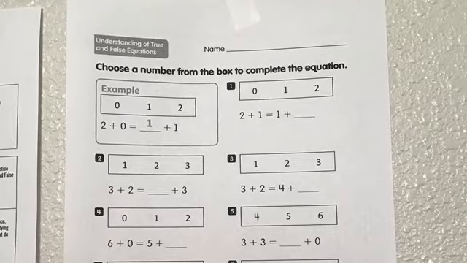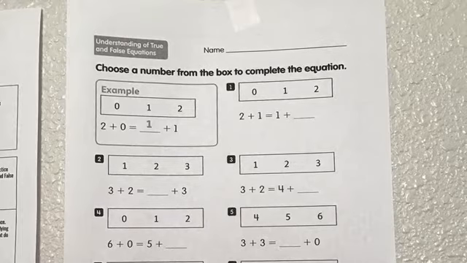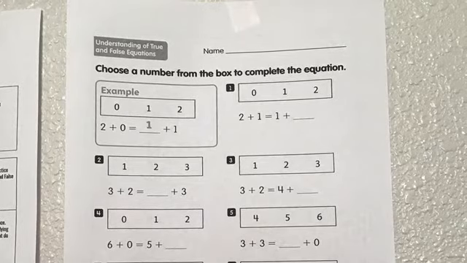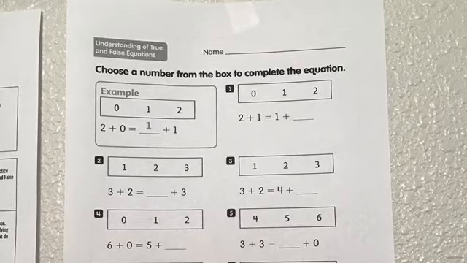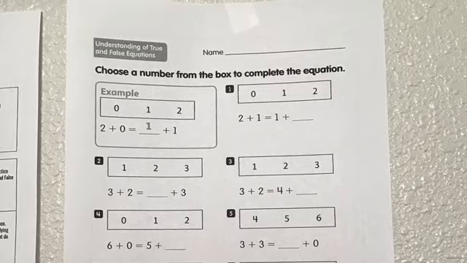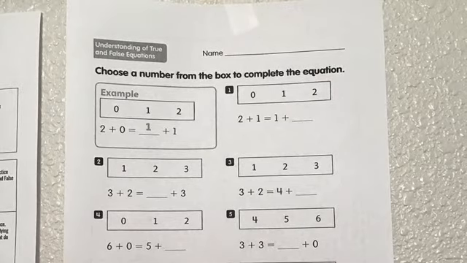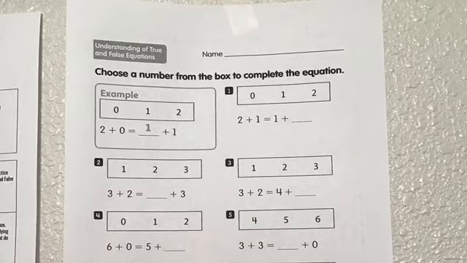So, what can I add to 1 to get 2? If I keep 1 in my head and count on till 2, I only count on one number. So I know that 1 plus 1 equals 2. I will put the number 1 on the blank line. Now both sides are equal. 2 plus 0 equals 2, and 1 plus 1 equals 2.